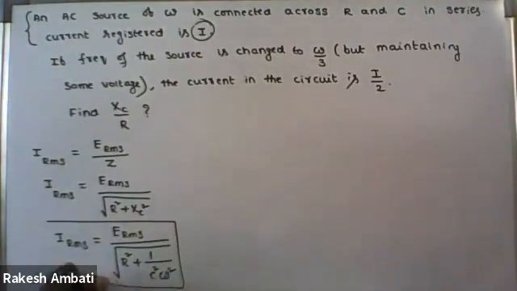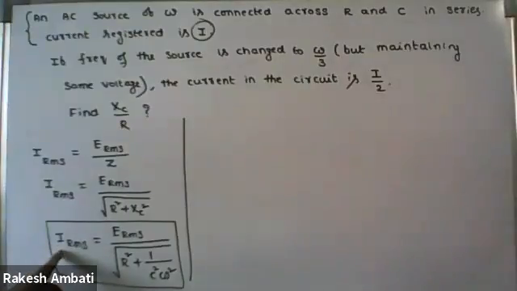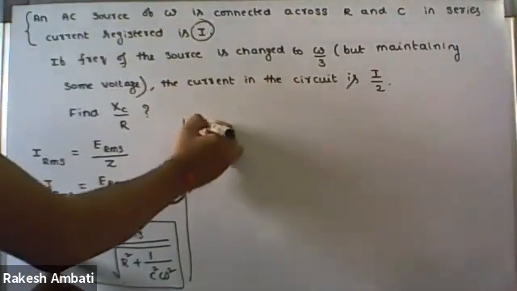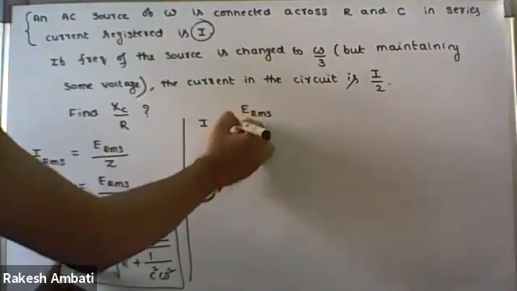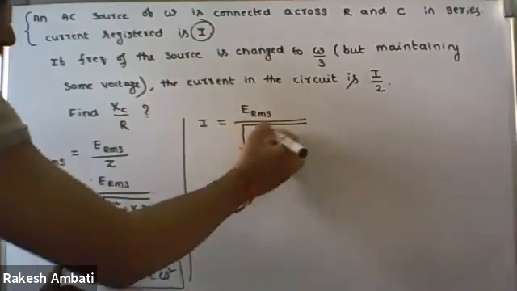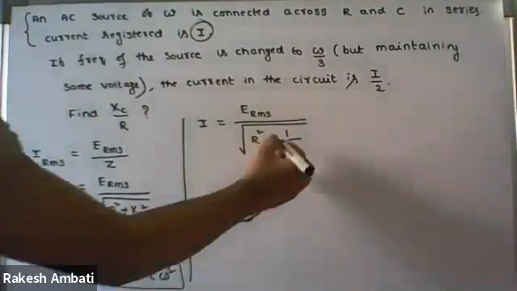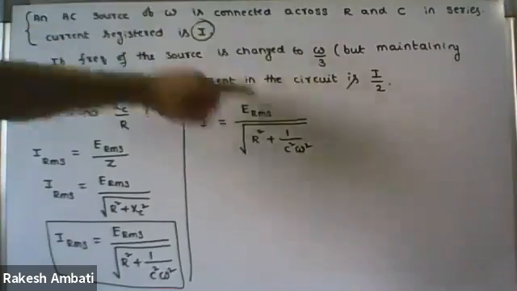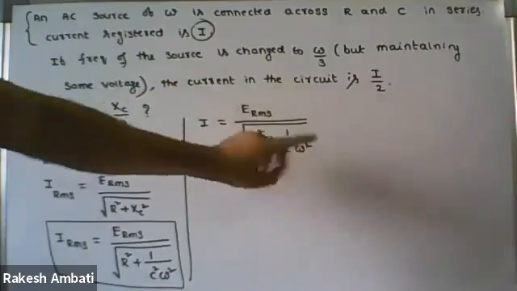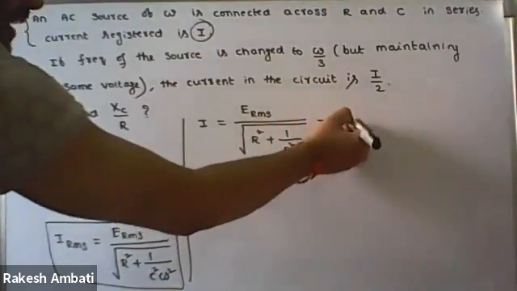Now we have to follow this formula in the question. In the first case, I equal to ERMS as it is, upon root over R square plus 1 upon C square omega square, because in the first case omega is given as omega and the current reading is given as I. Let it be the first equation.